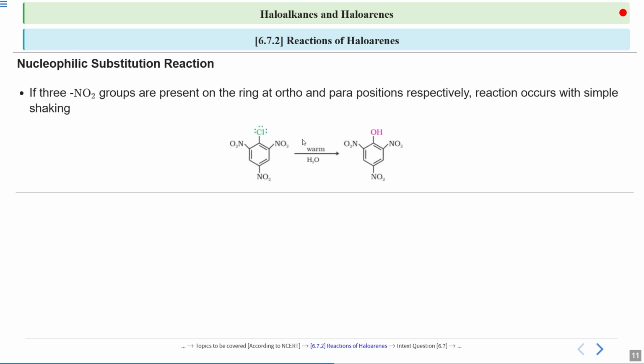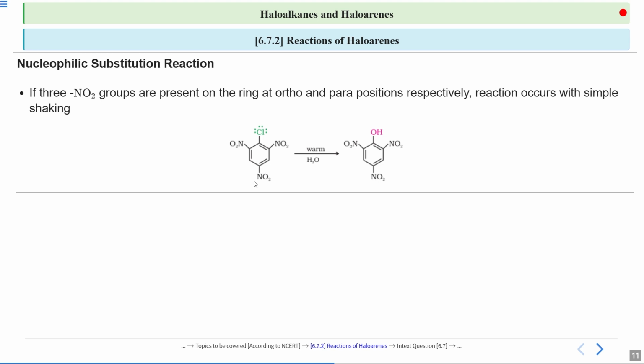So, if you take this compound where you have three electron withdrawing groups present at your ortho and the para positions, then you just have to do this reaction in water and warm it. Just by shaking it, you will get your desired product after the removal of chlorine, after the breaking of the carbon chlorine bond, which was initially very strong, right?